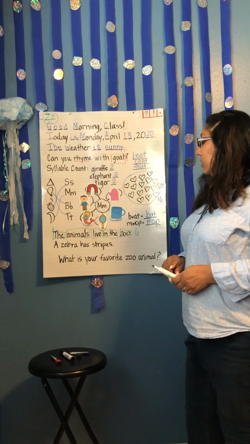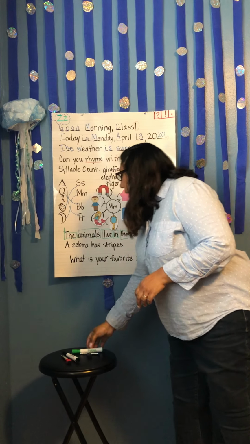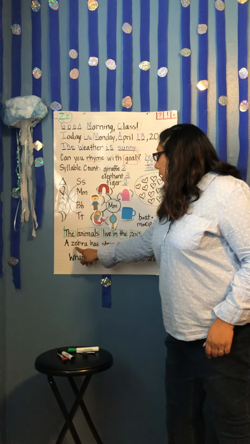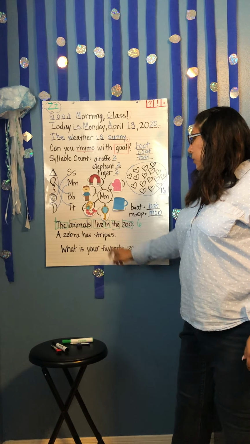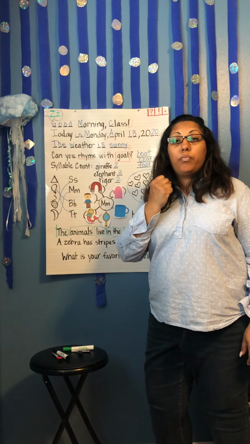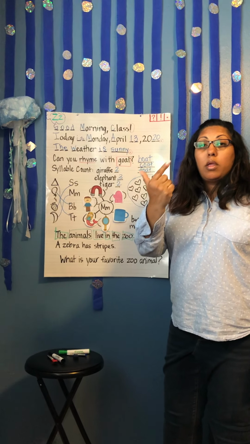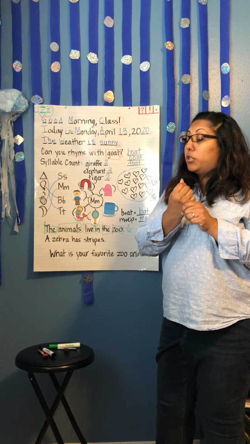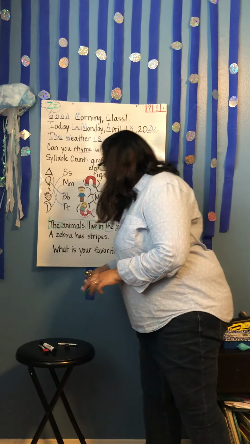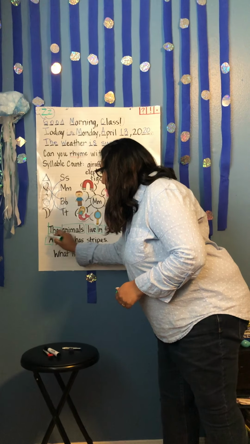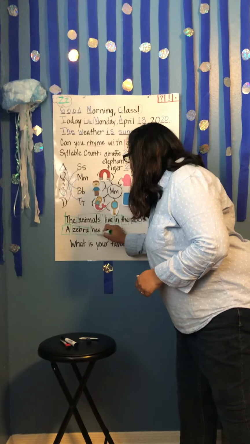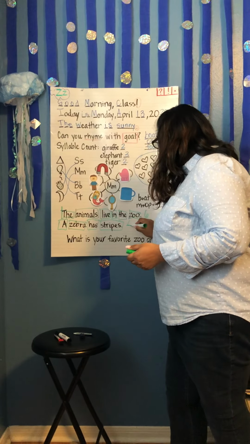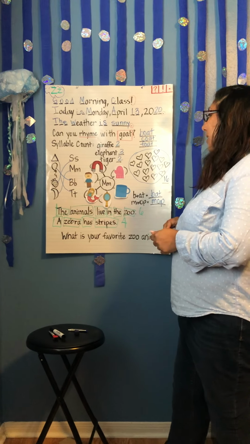Let's go to the next sentence. It says, a zebra has stripes. Let me read that again. A zebra has stripes. So let's get our fists ready. A zebra has stripes. How many words in that sentence? My finger says 4. Let's check it. A zebra has stripes. I think that's 4, boys and girls. 4 words in that sentence.